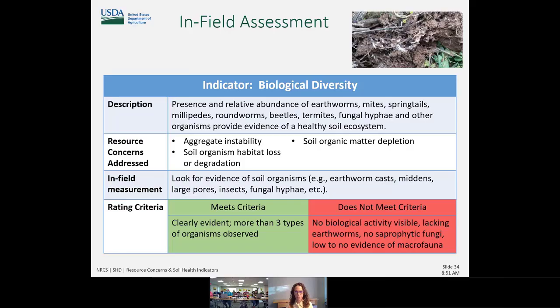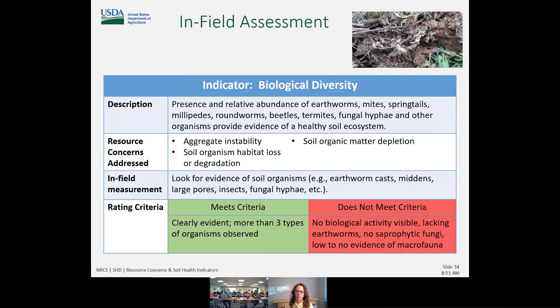So you're really just visually observing how many organisms do you find or evidence of those organisms. You might see worm casts or insect frass. You might see large pores or actually visually see insects or larval insects.